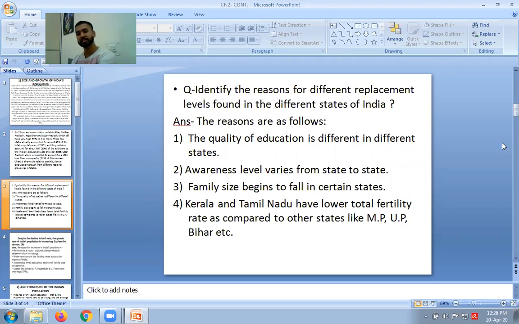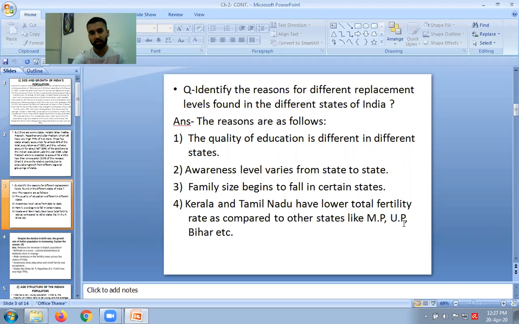On the other hand, states like Kerala and Tamil Nadu have smaller families. And the fourth reason, where we can name the states also: Kerala and Tamil Nadu have a lower total fertility rate as compared to other states like MP, UP, Bihar. You can include Rajasthan as well. So these were the reasons for different replacement levels in different states of India.